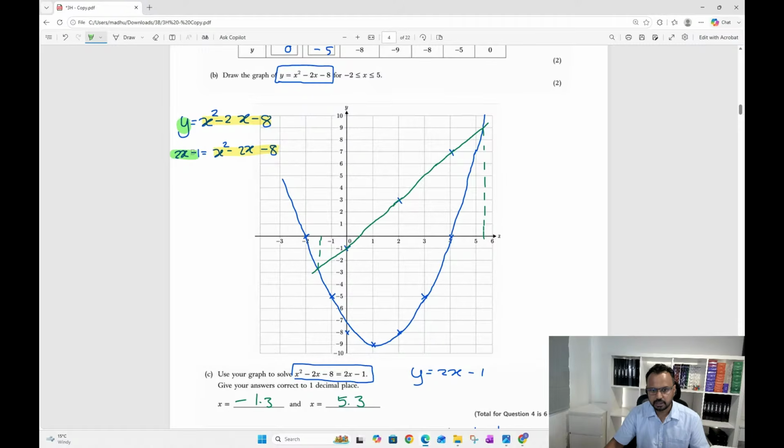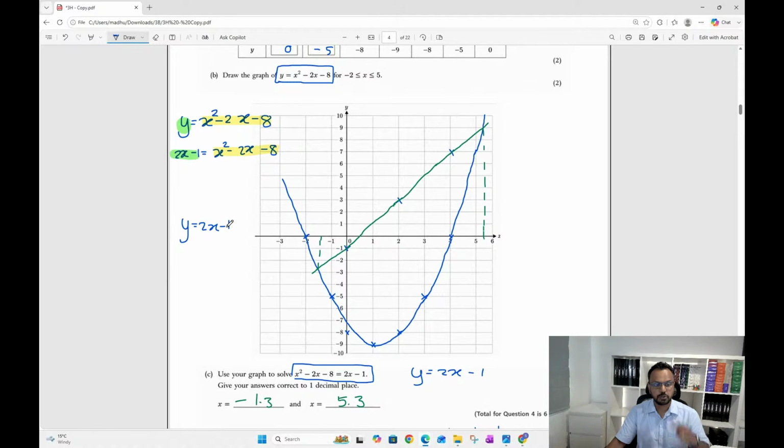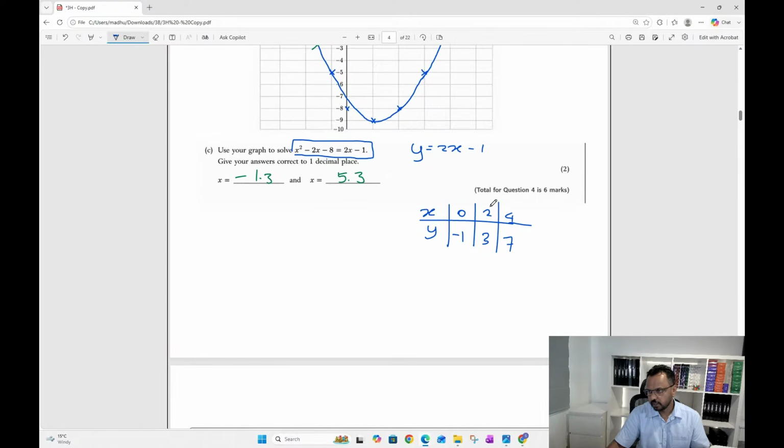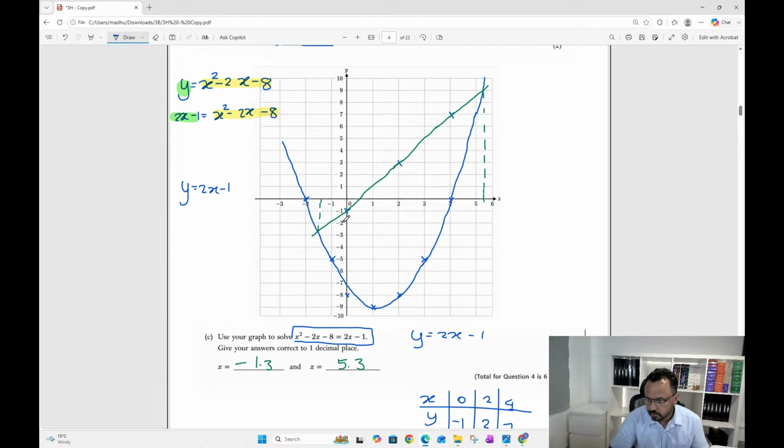Now, guys, you know y is equal to 2x minus 1 then. This is another straight line. So what do I do? I just get some x values and you get the y values. So 2x minus 1: 2 times 0, 0, take away 1, negative 1. 2 times 2, 4, take away 1, 3. 2 times 4, 8, take away 1, 7. So you draw that line, which is the green line here. 0, negative 1 here. 2, 3, 4, 7.